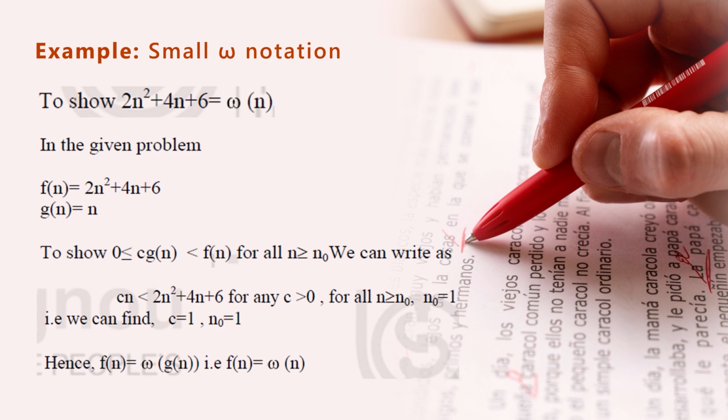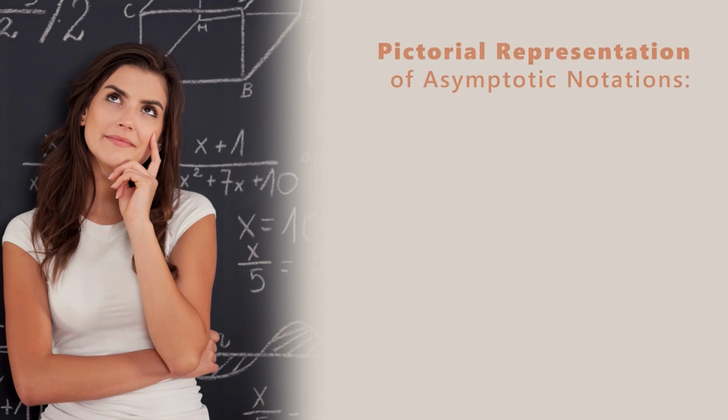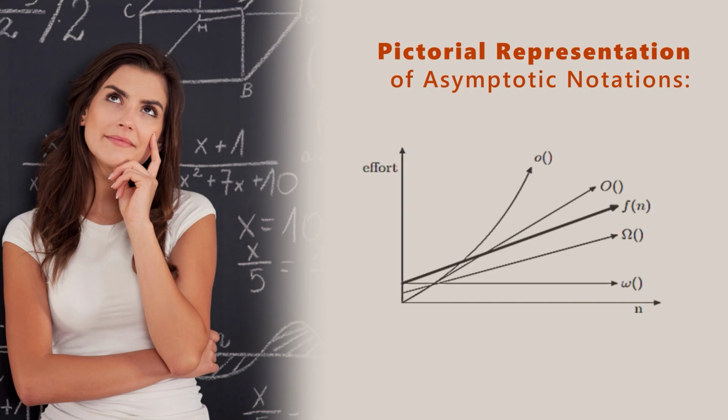Even if we put the value of n equal to 0, what will be the value? The left side equals 0 and the right side equals 6. So, a higher degree polynomial is always greater than a lower degree polynomial. So, here you can see f(n) equal to omega of g(n), this inequality holds, and it is the reverse of small o notation. Okay, so this is the pictorial representation of asymptotic notations. If we compare all the notations, for big O notation you can see just the upper bound, and that is the tight bound.